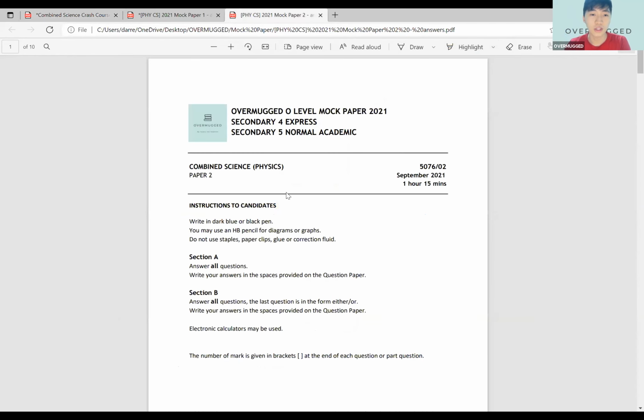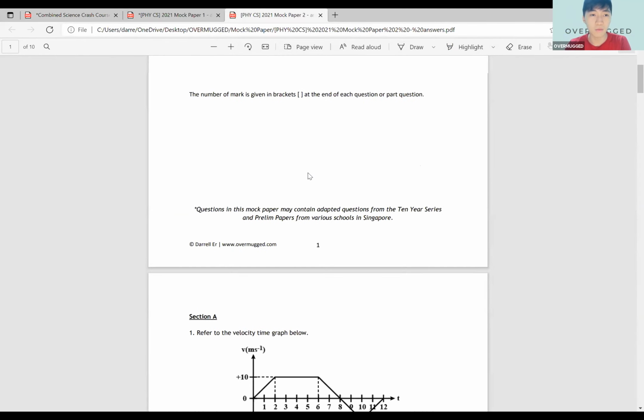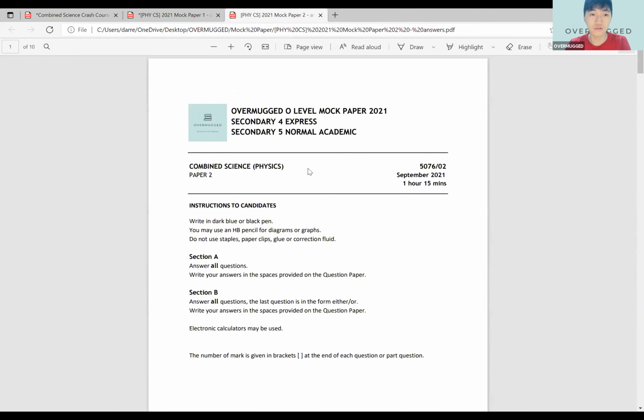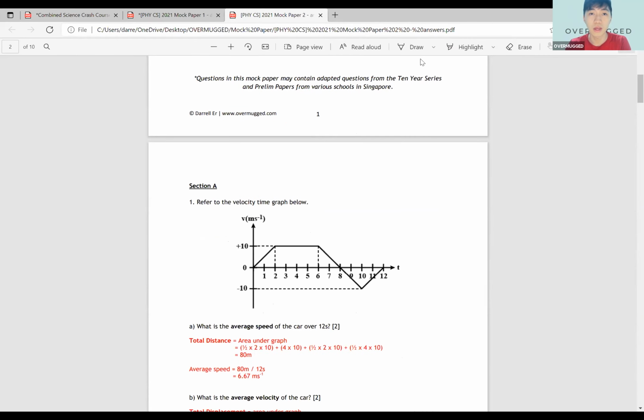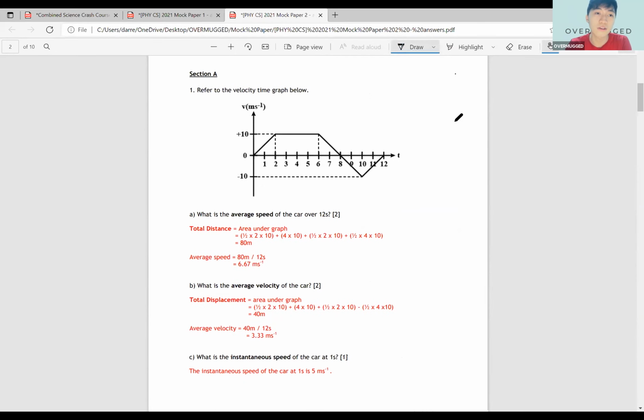Okay, good question though. All right, now, if not, let's power through. We're done with paper one. We're left with paper two. So let's go through some of the key learning points from paper two and I'm gonna highlight them to you. Okay, so first thing first, first question, we see a velocity time graph.